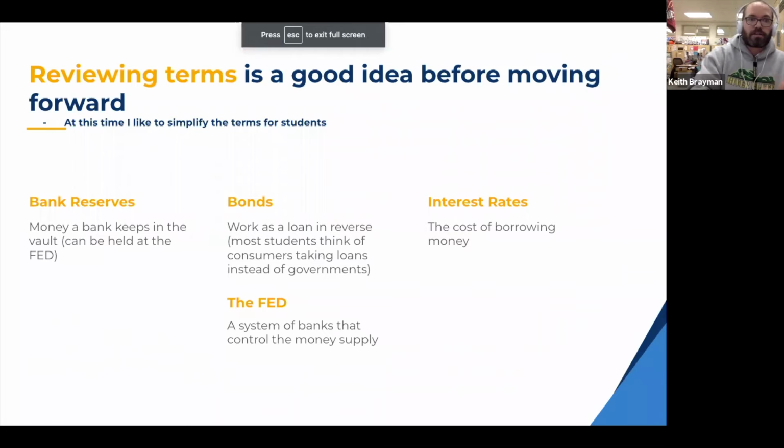So terms are something that I think are really challenging for students when talking about the Fed. So I want to make sure that we talk about them in the simplest form possible, so that they don't get frustrated in looking at things like reserves and bonds and the Fed in and of itself, and interest rates, where I can't tell you how many times I ask my students, what are interest rates and how do they work? And maybe 1 out of 30 can tell me that interest rates are the cost of borrowing money.